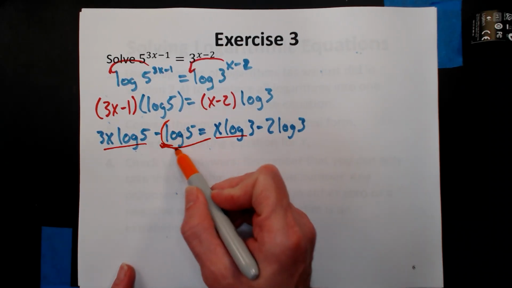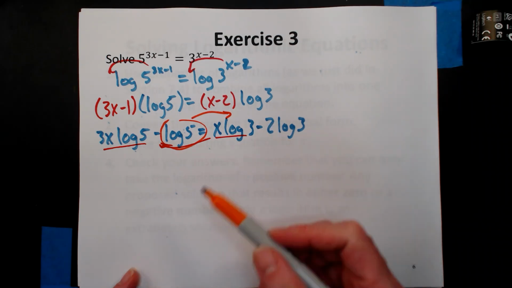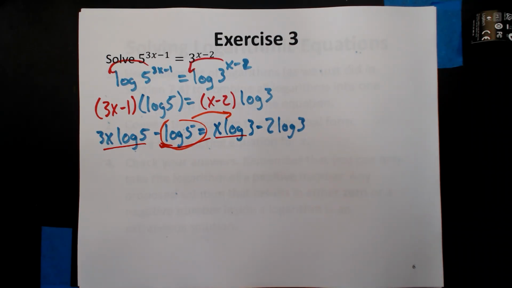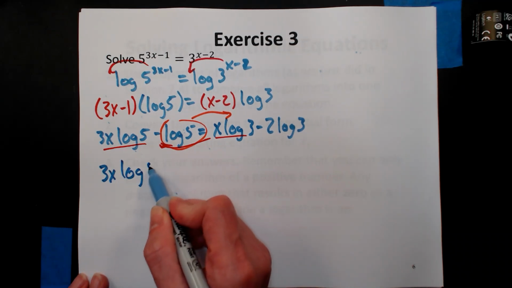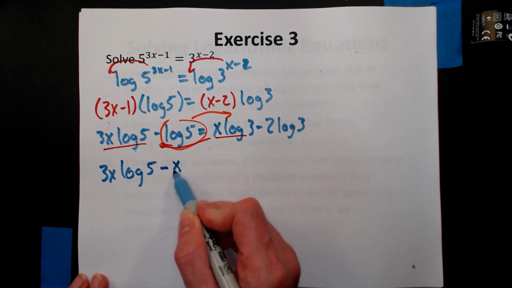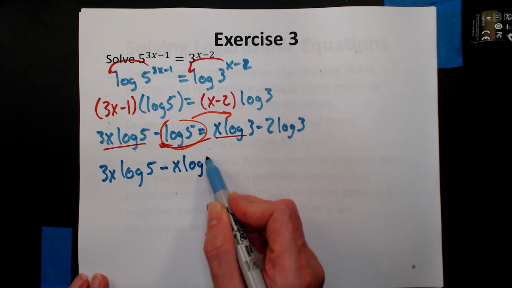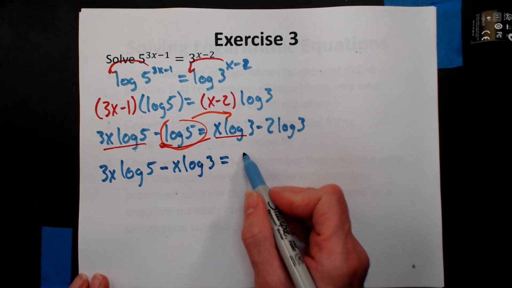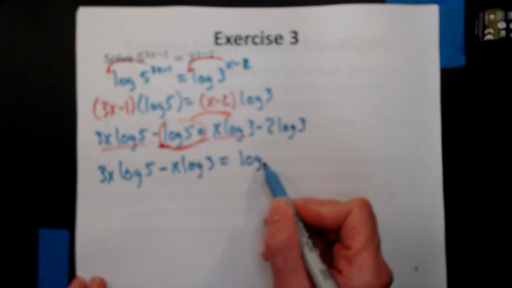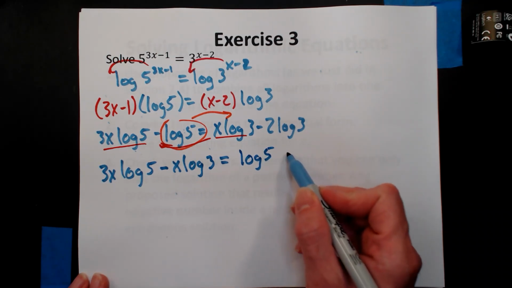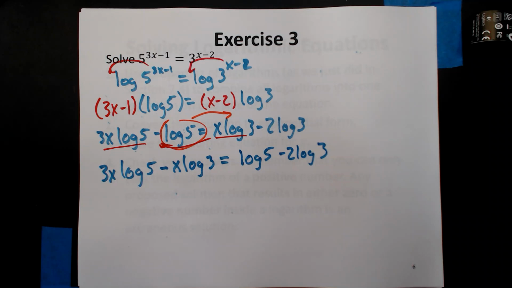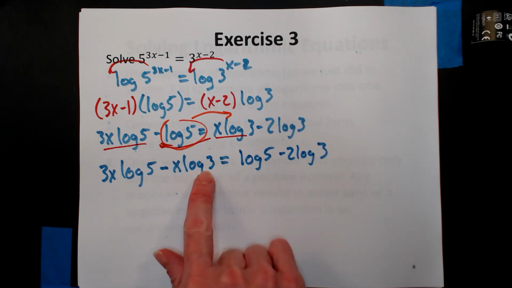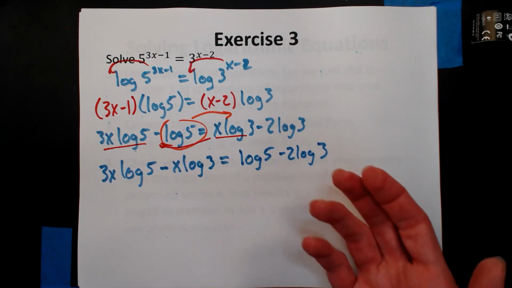I'm going to take my constant terms and move them to the right hand side. So now I'm going to have 3x log 5 minus x log 3 equals, now I'm going to have log 5, move that to the right, minus 2 log 3. I know this looks very intense, but remember these are all numbers. It would just be solving a normal linear equation.